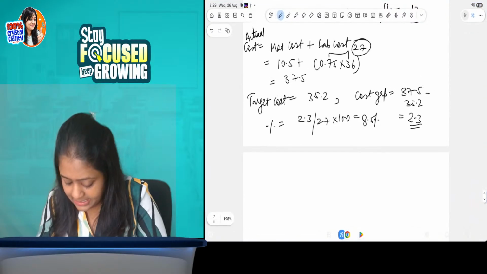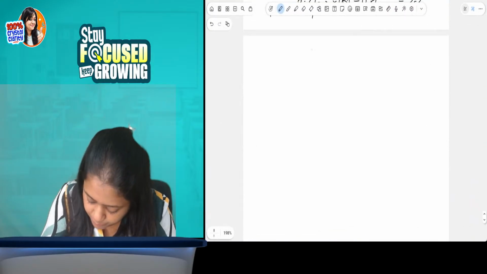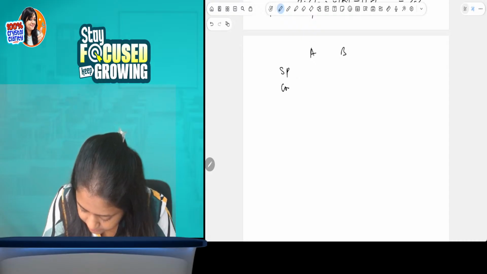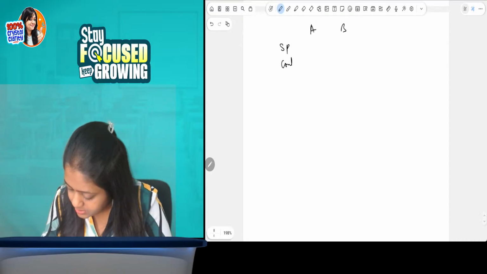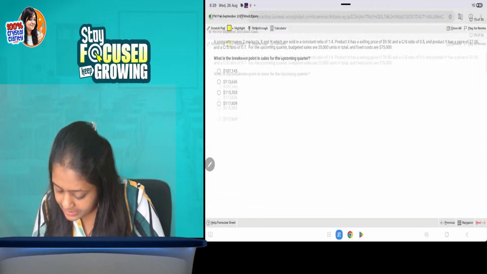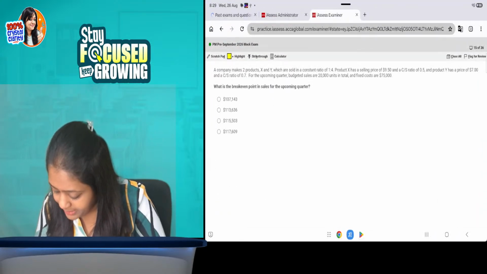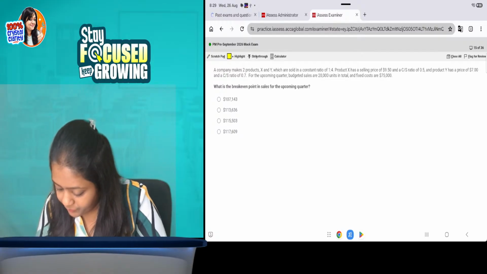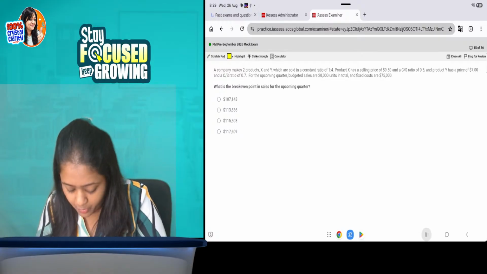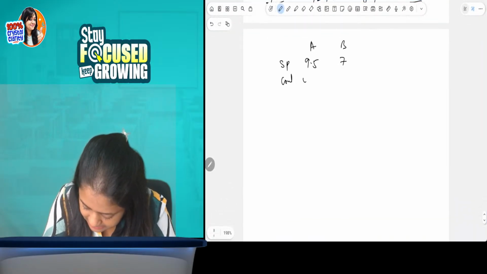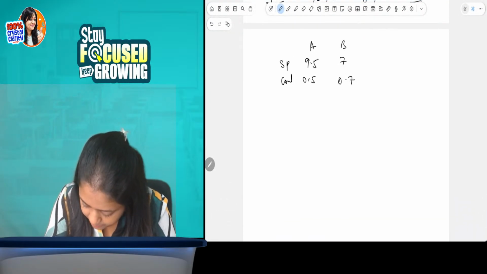So I will get the selling price here. Here I have 2 products, X and Y. Selling price is 9.5 for product X, and for product Y it is 7. 9.5 and 7, and the CS ratio is 0.5 and 0.7.